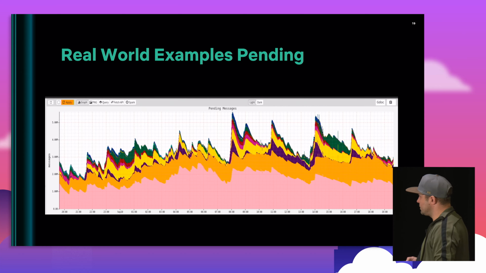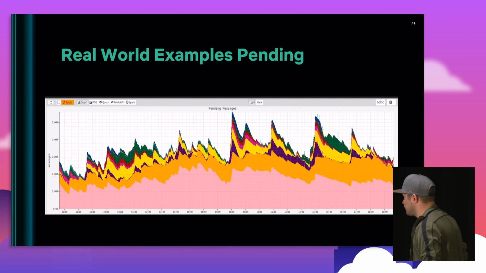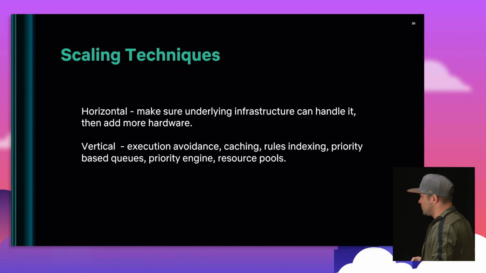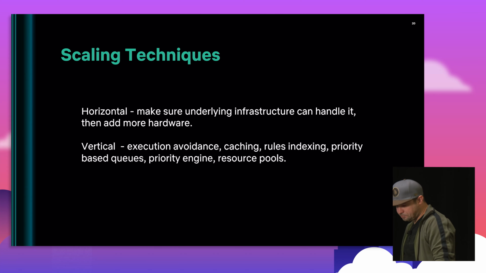All right, what kind of techniques do we use to scale? Of course, horizontal scaling, everybody uses it these days because nothing fits into one box anymore. We're not going to focus on that. And vertical, which is very interesting. We pay a lot of attention to it, and we use multiple techniques and tricks to make it better, such as execution avoidance, caching, rules indexing, priority-based queues, priority engine, resource pools, and we'll talk a little bit more about each of them. So execution avoidance, what does it mean?